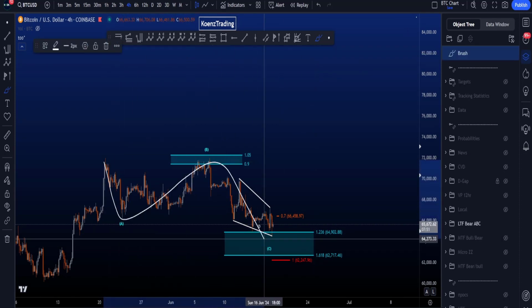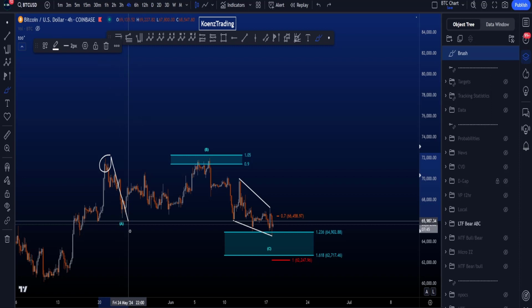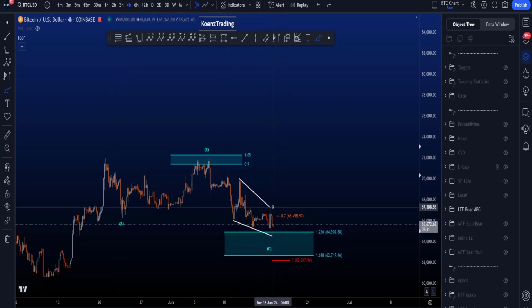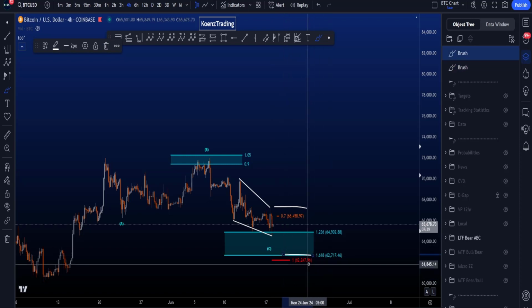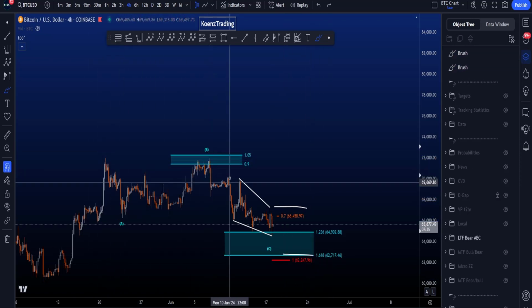So A, B, C, common target for B in a regular flat has been hit, the 0.9 to the 1.05 Fibonacci, taken from the start to the end of A, and the common target for your wave C is between the 1 and the 1.618 trend-based fib extension, taken from the start to the end of A to the end of wave B.